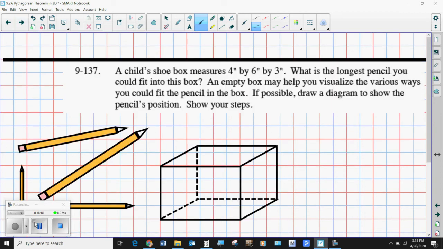All right, here's another one. This is kind of interesting. It says a child's shoebox measures 4 by 6 by 3 inches. What is the longest pencil that you can fit into this box?